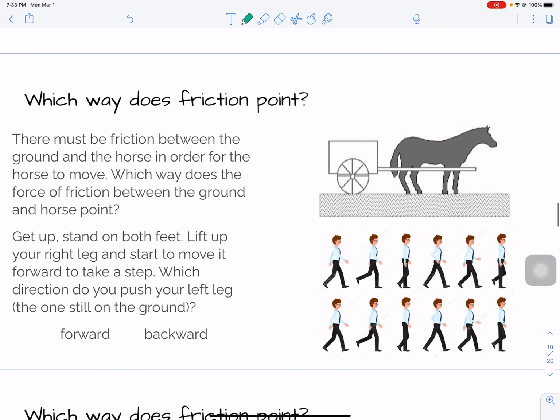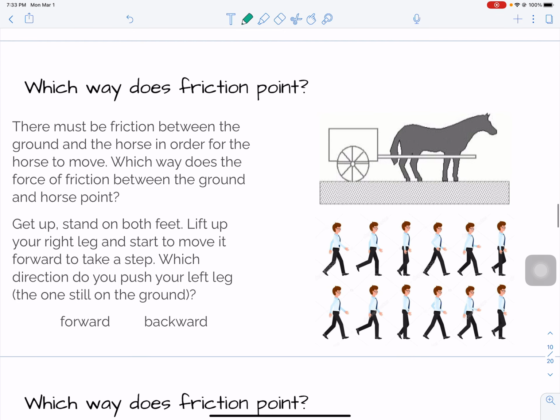Okay, now we're going to go on to another topic. We know that we've got friction, and we want to really know which way does friction point. So we know there has to be friction between the ground and the horse in order for the horse to move. If the horse were on ice, it would not be able to move. So we know friction is what's causing the horse to move, and we need to figure out which way the force of friction points. And so we're going to do a bridging example.